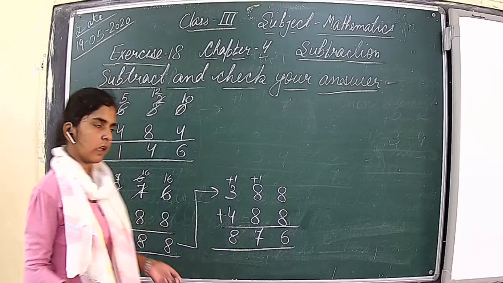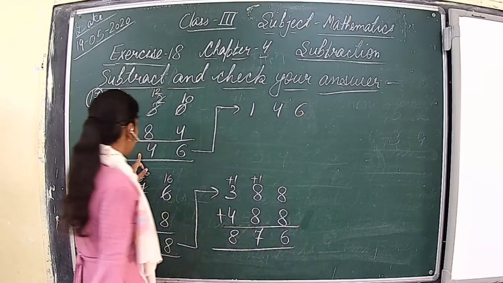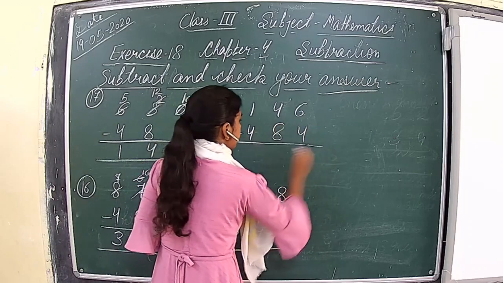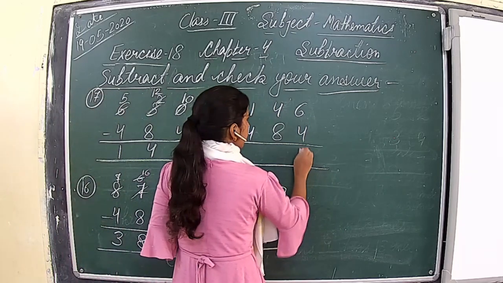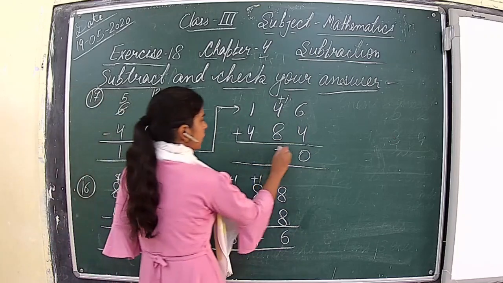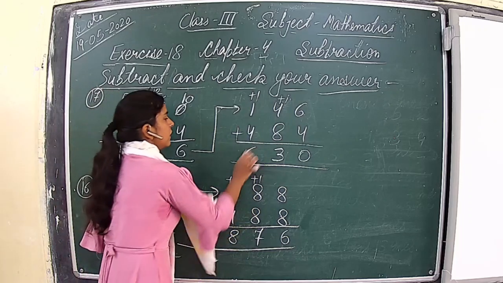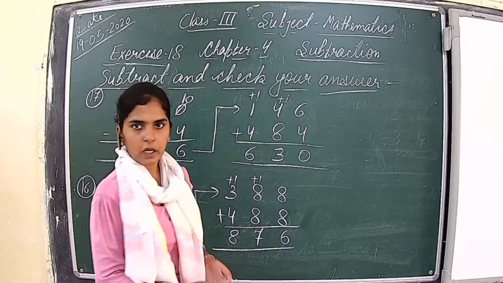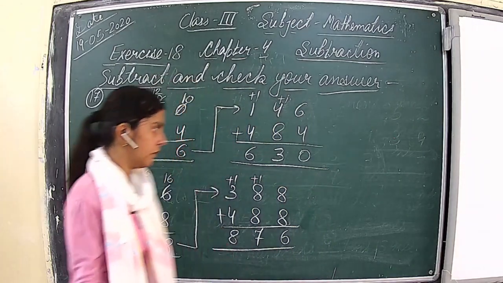146. Now follow the same procedure. First of all, write this number, 146 plus 484. Add the numbers. 6 plus 4 is equal to 10. So 0, 1 will go for the carry. 4 plus 1, 5. 5 plus 8, 13. 3, 1 will go for the carry. 1 plus 1, 2. 2 plus 4, 6. So what is the result? 630. 630, same number. Right? Which means our answer is correct. Now question number 18.